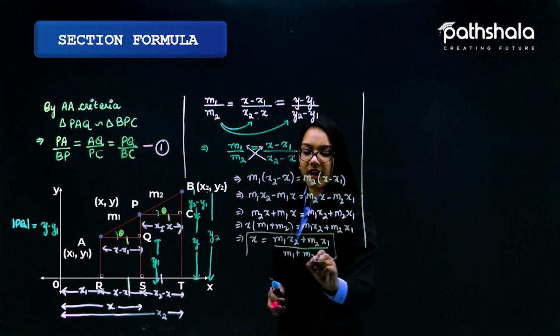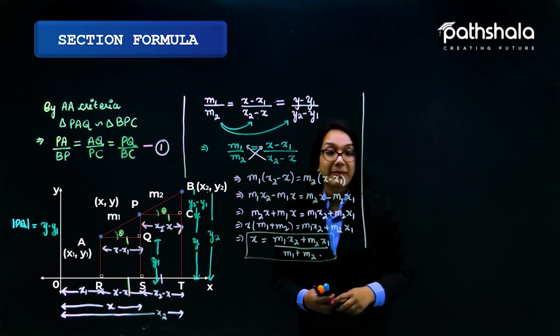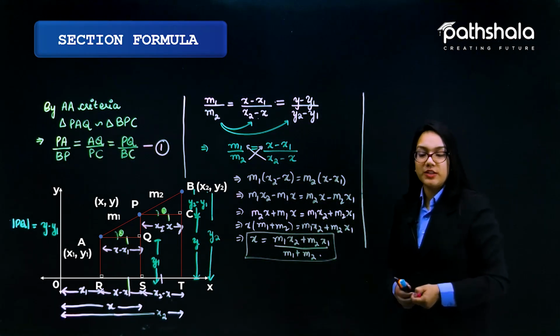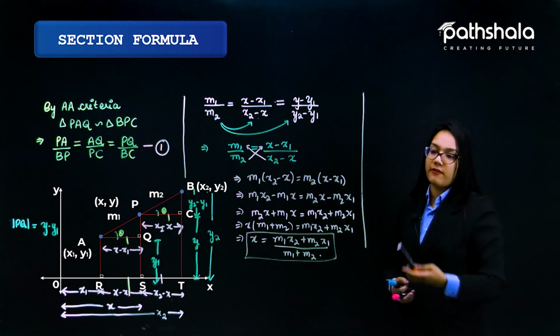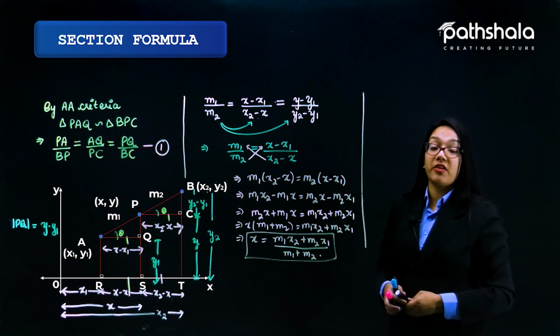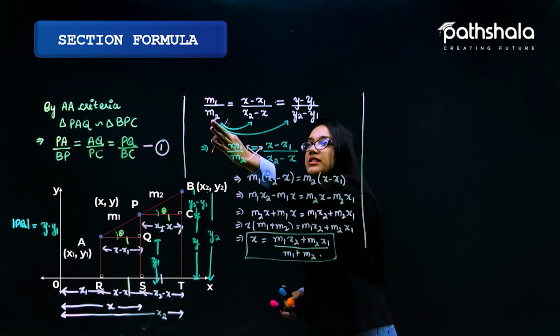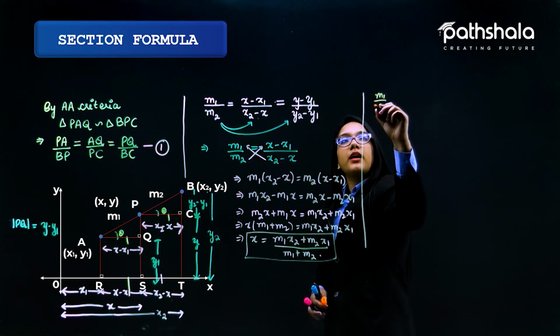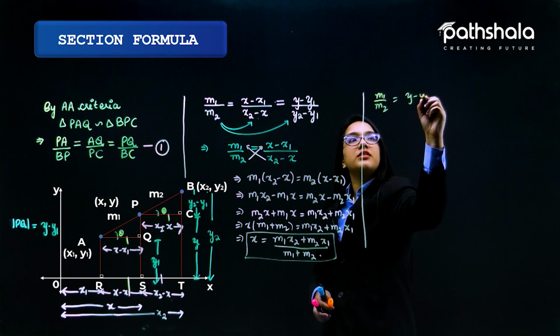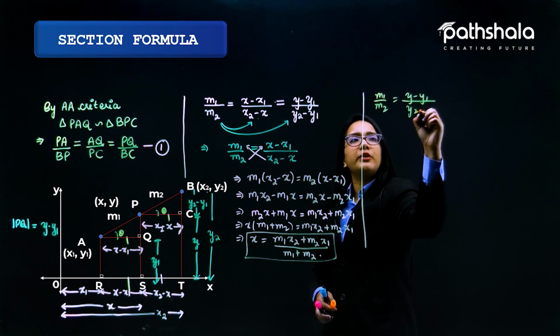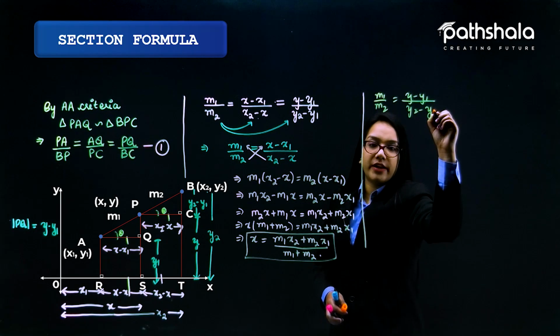This is the value of x that I am getting for the P coordinate. As P was (x, y), I have taken the value of x as m1x2 + m2x1 divided by m1 + m2. Let's just talk about the value of y. So we are taking the second ratio, m1 by m2 is equal to (y - y1) by (y2 - y).